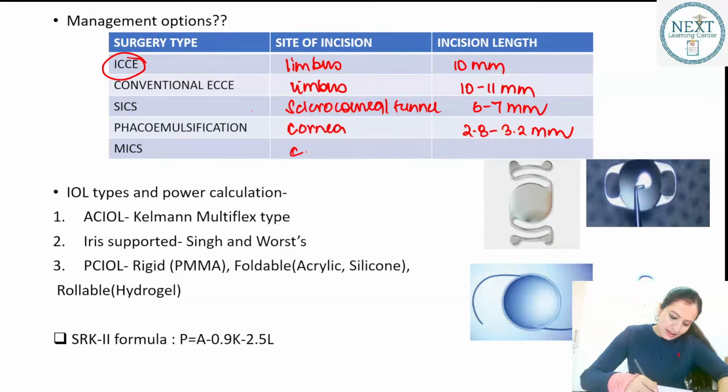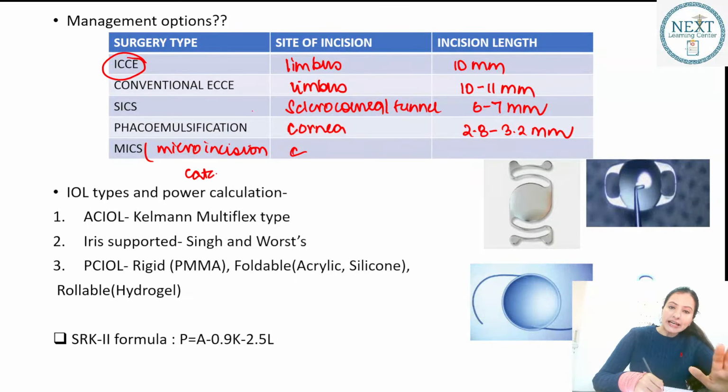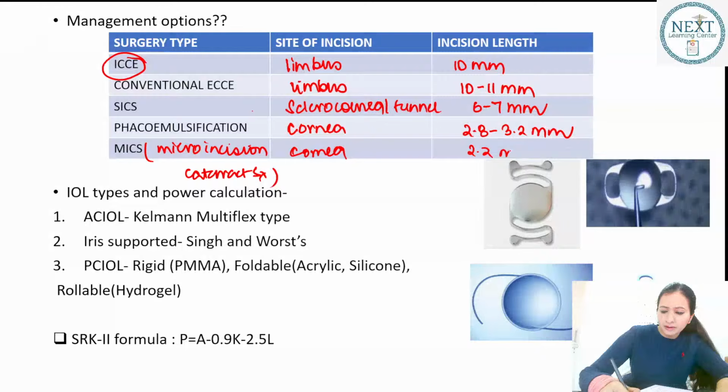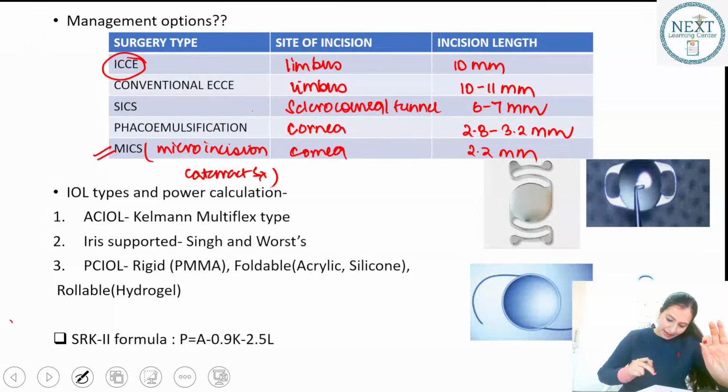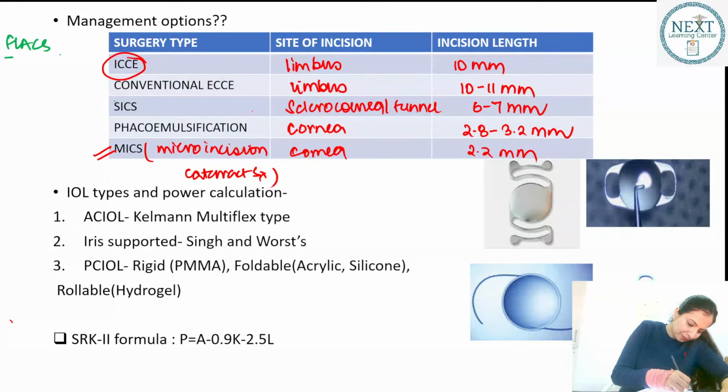MICS is micro incision cataract surgery. In this, the site of incision is again your cornea and the incision length is 2.2 mm. So this is the most advanced. Another previous year question that you need to know is FLACS. So FLACS has been a previous year question.